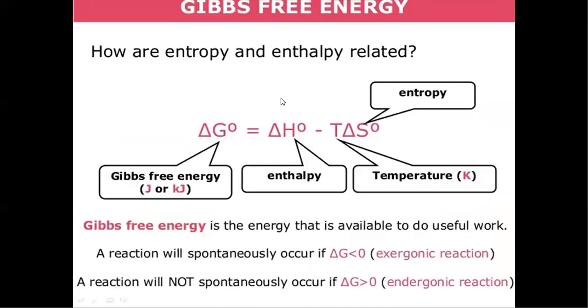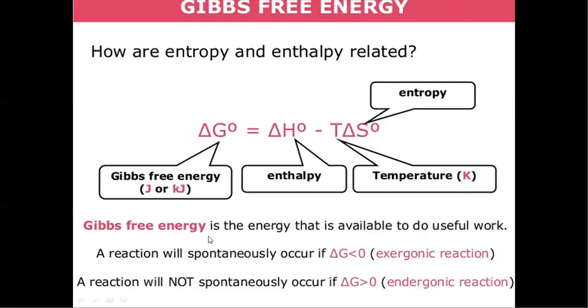In this slide, it is explaining the Gibbs free energy. This is the formula: delta G naught equals delta H naught minus T into delta S naught. Here delta G naught represents the Gibbs free energy, measured in joules or kilojoules. Delta H is the enthalpy, as we already discussed, delta S is the entropy, and T is the temperature, measured in Kelvin.